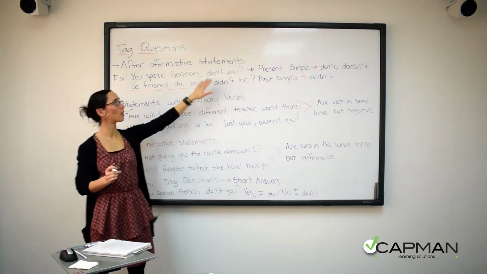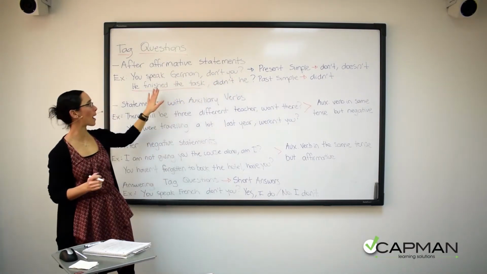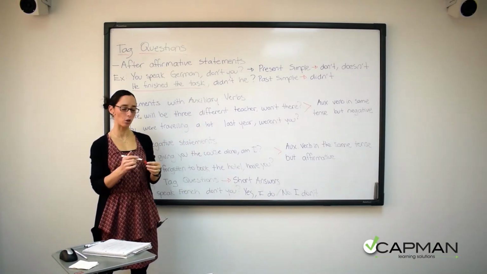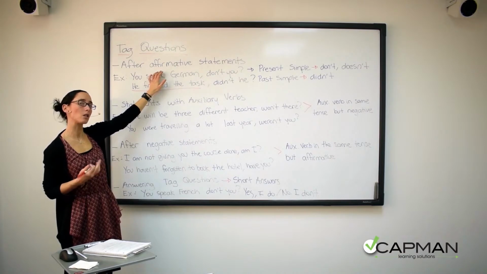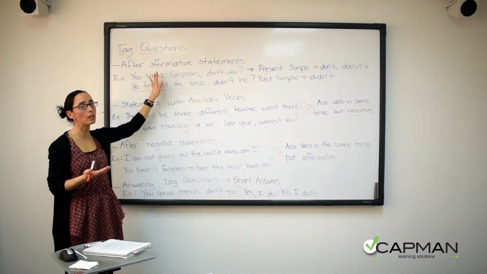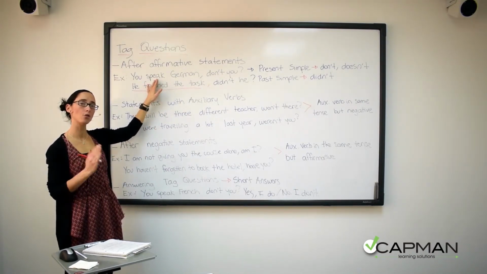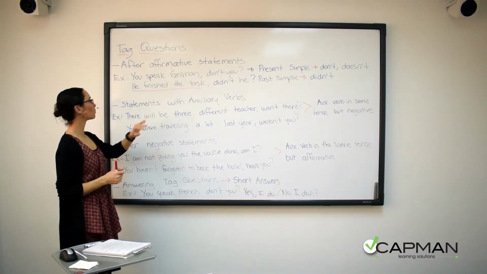Very important. Present simple, don't, doesn't. Past simple, didn't. And this is how we're going to use tag questions for affirmative statements. Simply by using don't, doesn't, and didn't, depending on the conjugation of the verb. Present simple, don't, doesn't. Past simple, didn't.